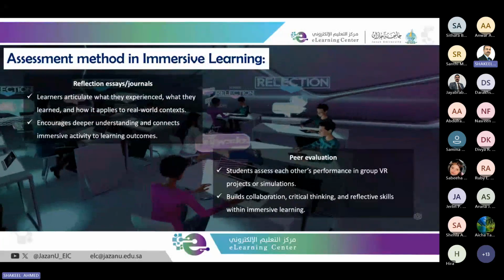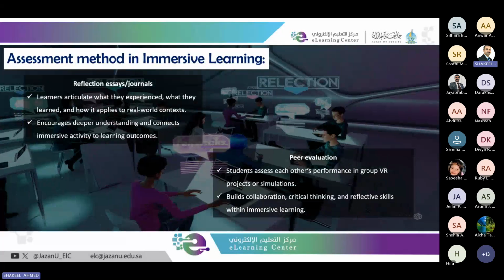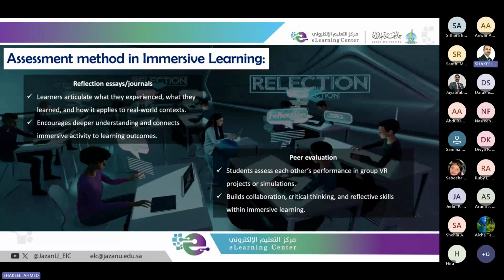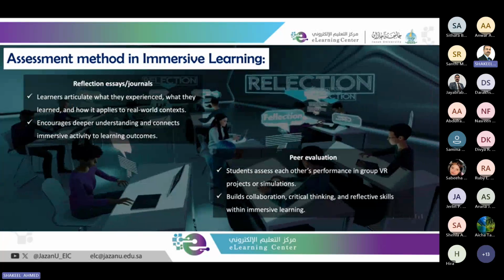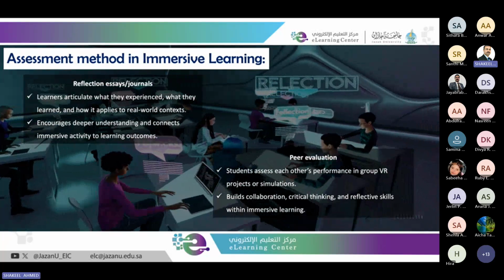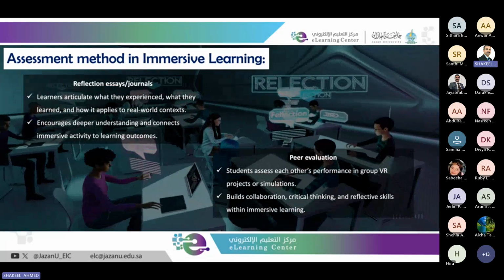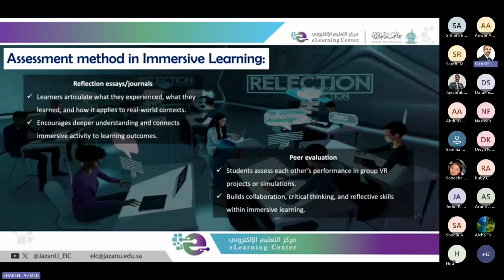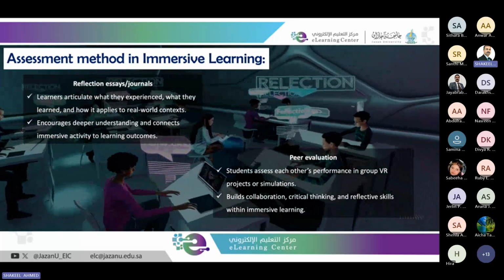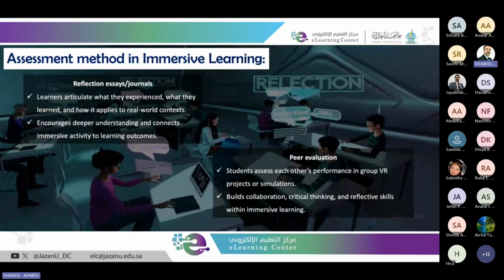Another assessment can be reflection and peer review. To assess through reflections, ask students to write or discuss what they experienced, what they learned, and how it connects to real practices. So in group VR projects, use peer review to let students evaluate each other's performance. So this builds collaboration, responsibility and critical thinking skills that go beyond the classroom.